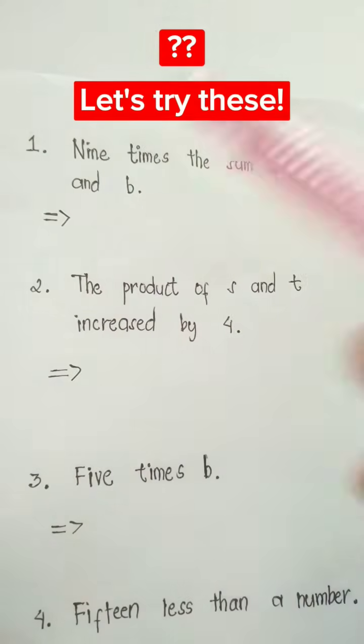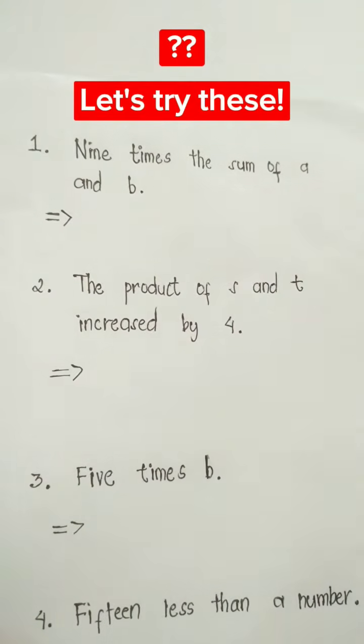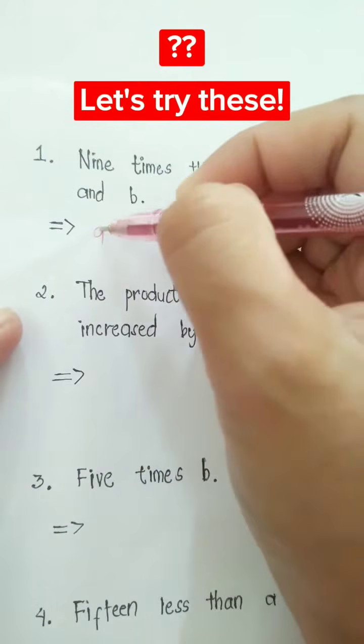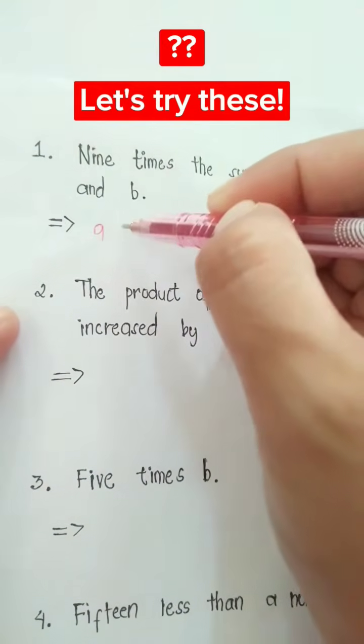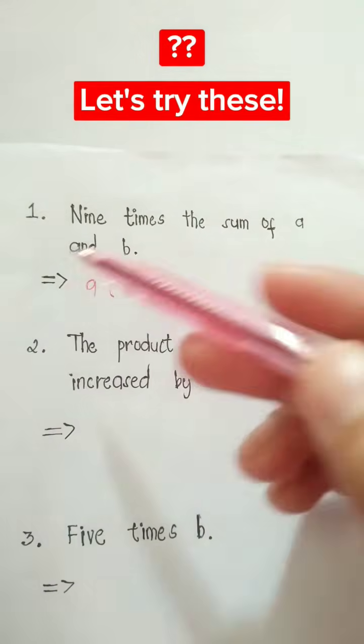Okay, how to translate this into mathematical equations? We have here number 1, 9 times the sum of A and B. So that means you're going to write 9. And then times means multiply, so we can use open and close parentheses.